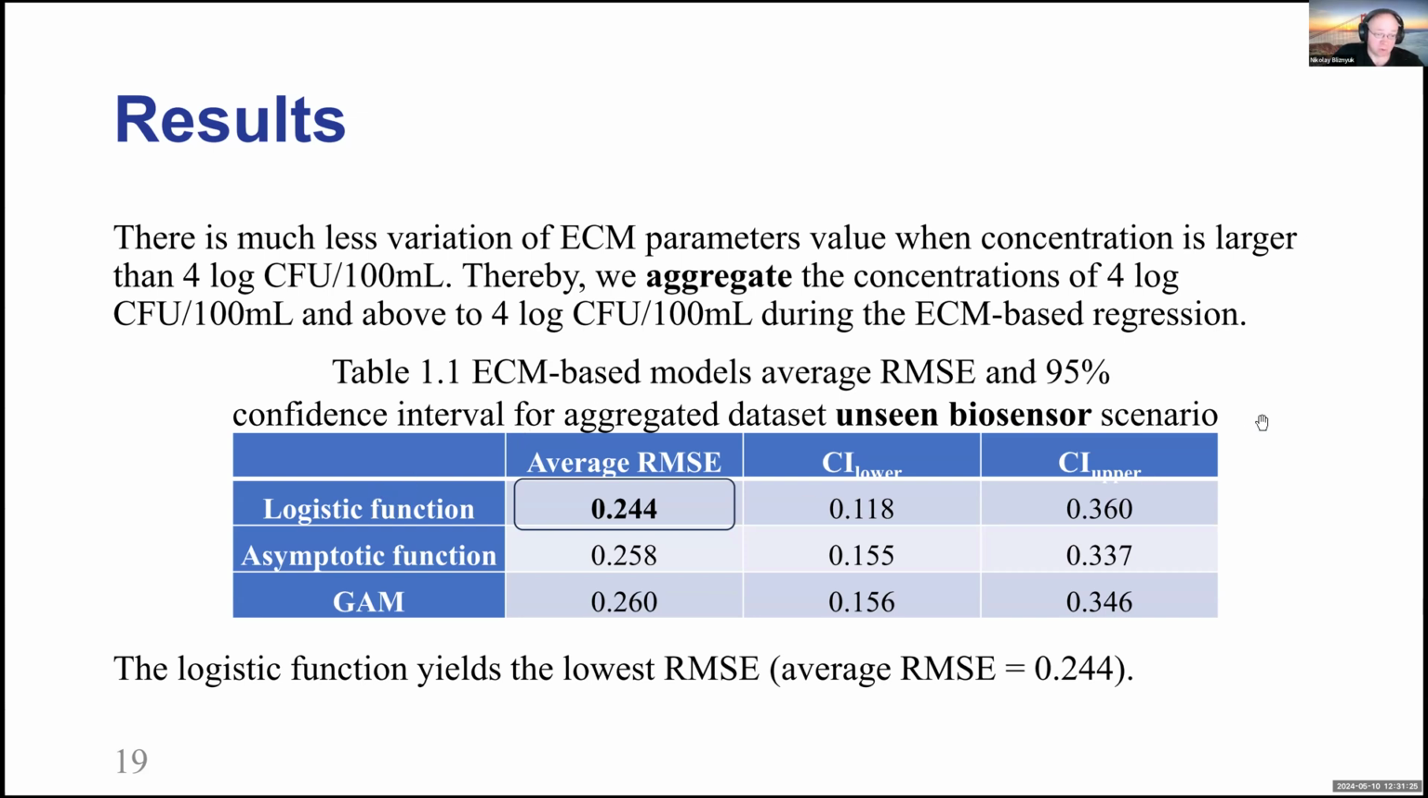Here, what we see is that out of these 3 models, the first 2 are nonlinear regression with logistic regression function and asymptotic regression function. And then we complement this with generalized additive model. We can see that the model with logistic regression function achieves the lowest RMSE, even though the results here are not statistically different.